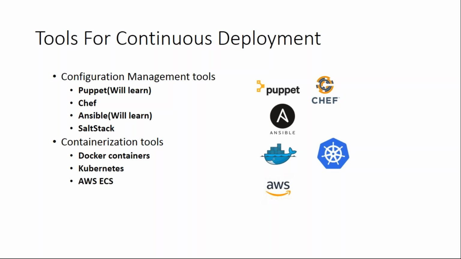So, two types of deployment. One is the configuration managed deployment, another is the containerization tool or containerization deployment. Now, configuration managed tools: Puppet, Chef, Ansible, SaltStack. Here, as I said, if we are having a physical server, we are managing the physical server, then we have to choose this configuration managed tool.